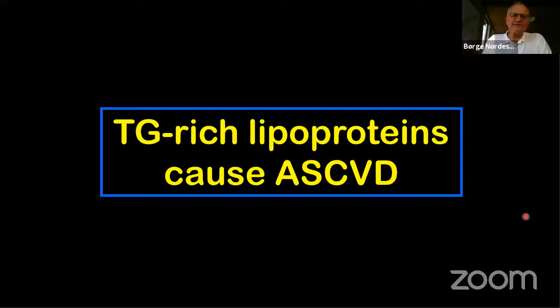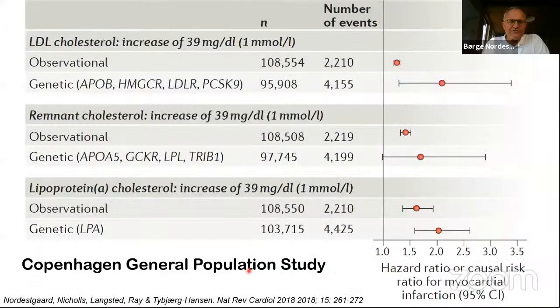So triglyceride-rich lipoproteins cause atherosclerotic cardiovascular disease. Here's just some data from our own study, what's called the Copenhagen General Population Study, with roughly 100,000 individuals.